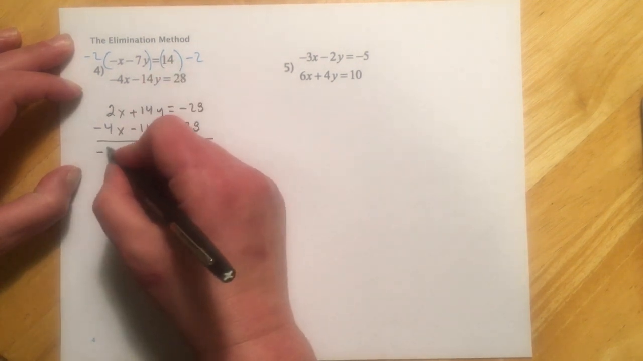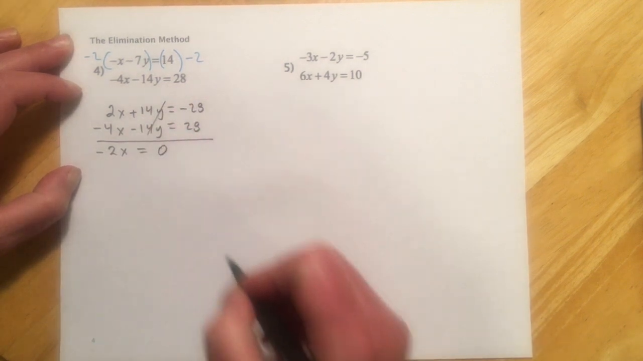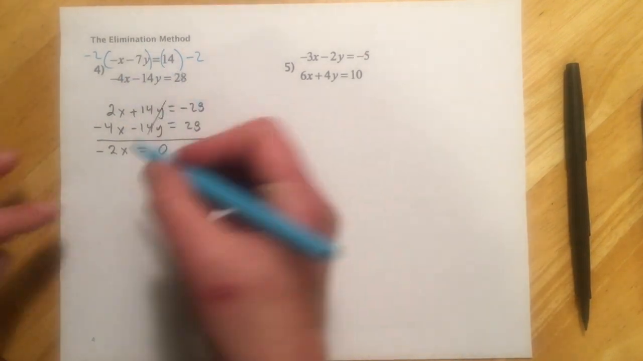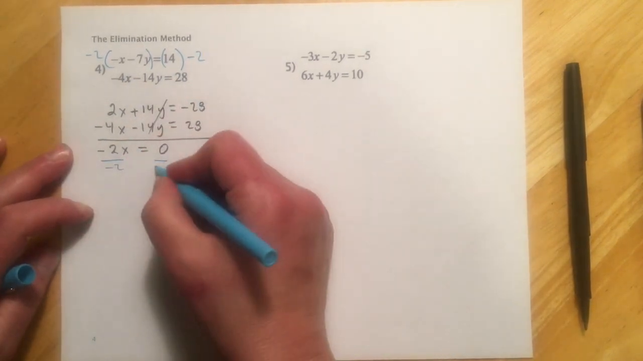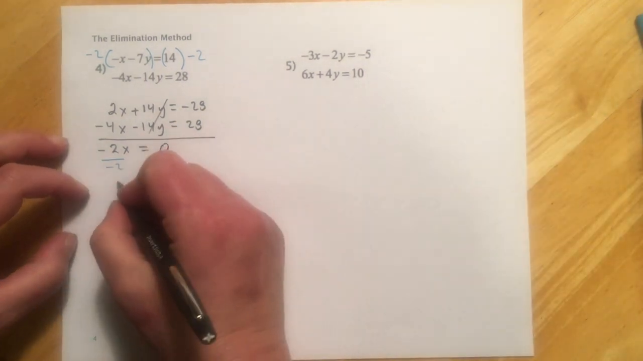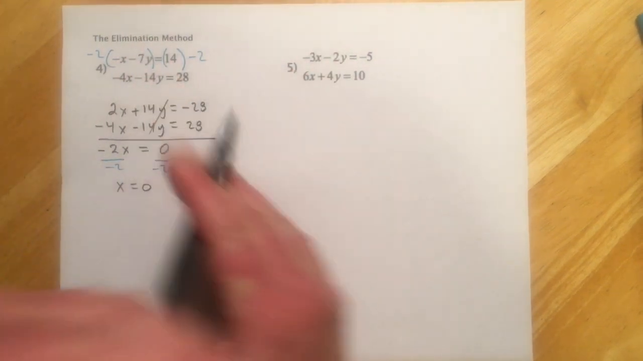Then this is going to go -2x, those cancel, that equals 0. And then I'll divide by -2. I can kind of see what it's going to do already. So x is 0. That gives me the x coordinate of where those two lines would intersect.